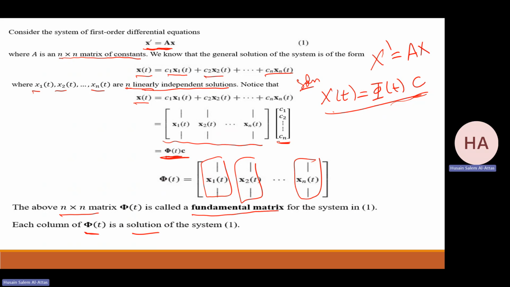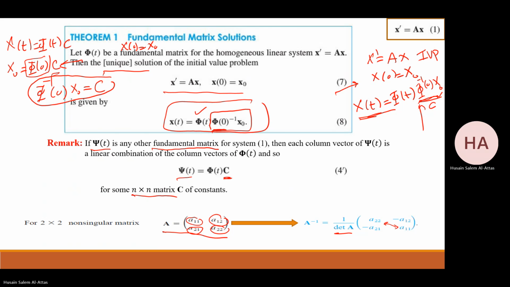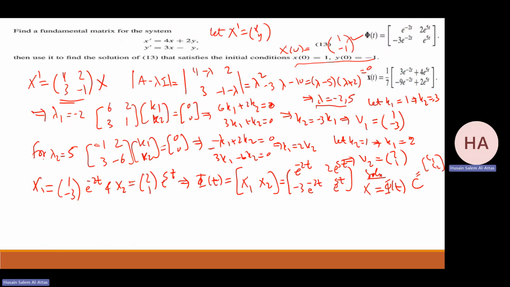With the initial condition, what will be the answer? It will be this. I need to find this multiplied by x0. Okay. So phi at 0 will be what? Phi at 0 will be 1, 2, minus 3, 1. What's the determinant of phi at 0 to find the inverse? That will be 1 plus 6. That will be 7.